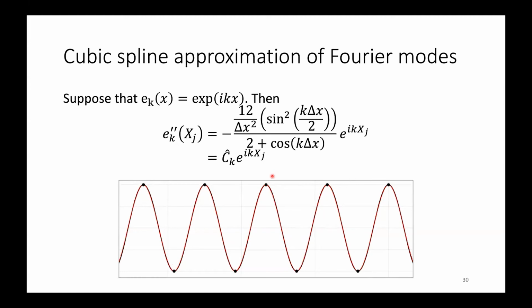And this is the worst case scenario, because for modes that have a wave number shorter than or a wavelength longer than the Nyquist mode, the cubic interpolating spline is going to have even more data points to work with. And so it'll be able to have an even more accurate interpolation.